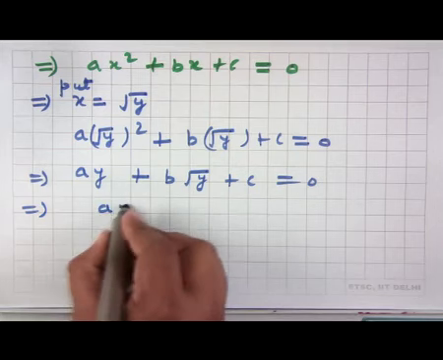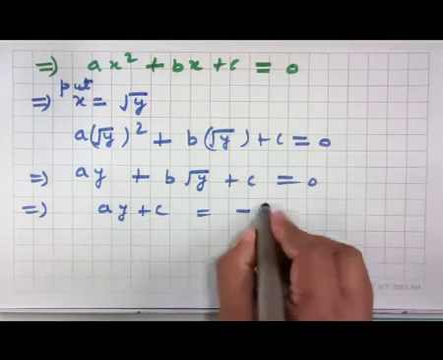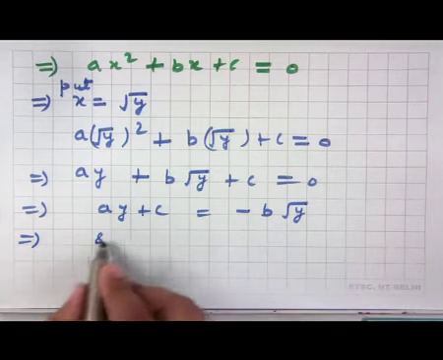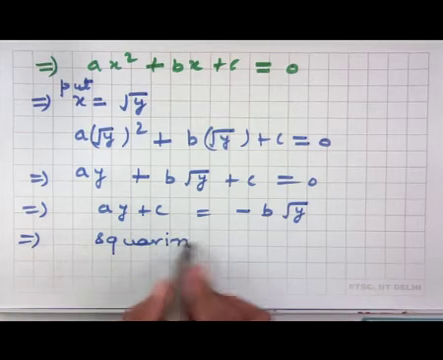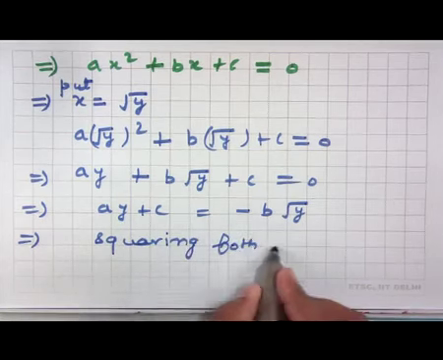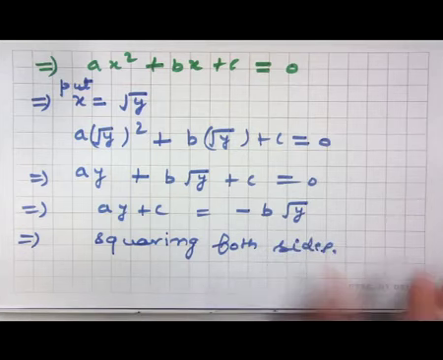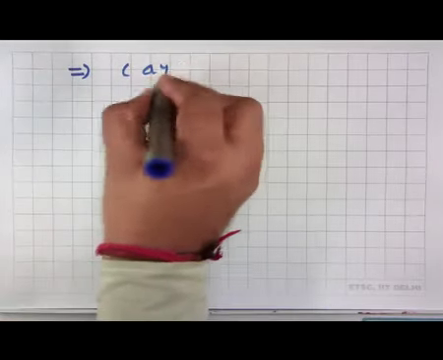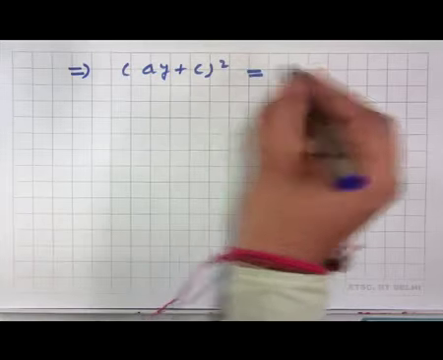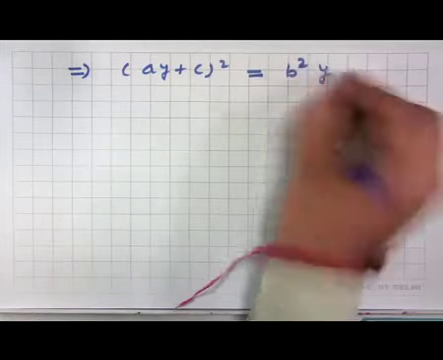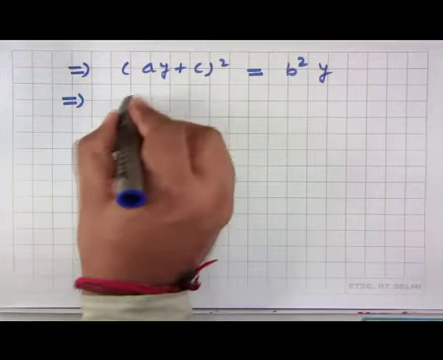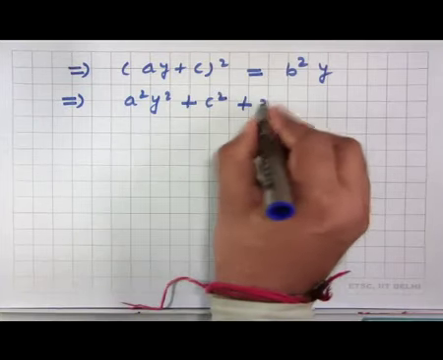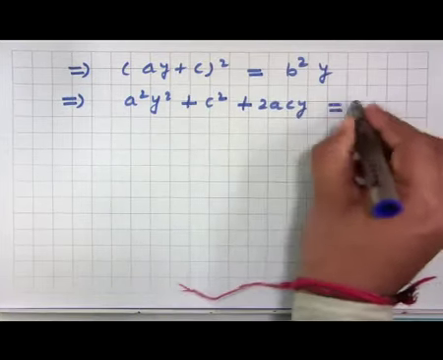It can be written as ay plus c equal minus b of root y. Squaring both sides, it will be ay plus c to the whole square equal b square of y. Now the equation is a square y square plus c square plus 2ac of y equal b square y.